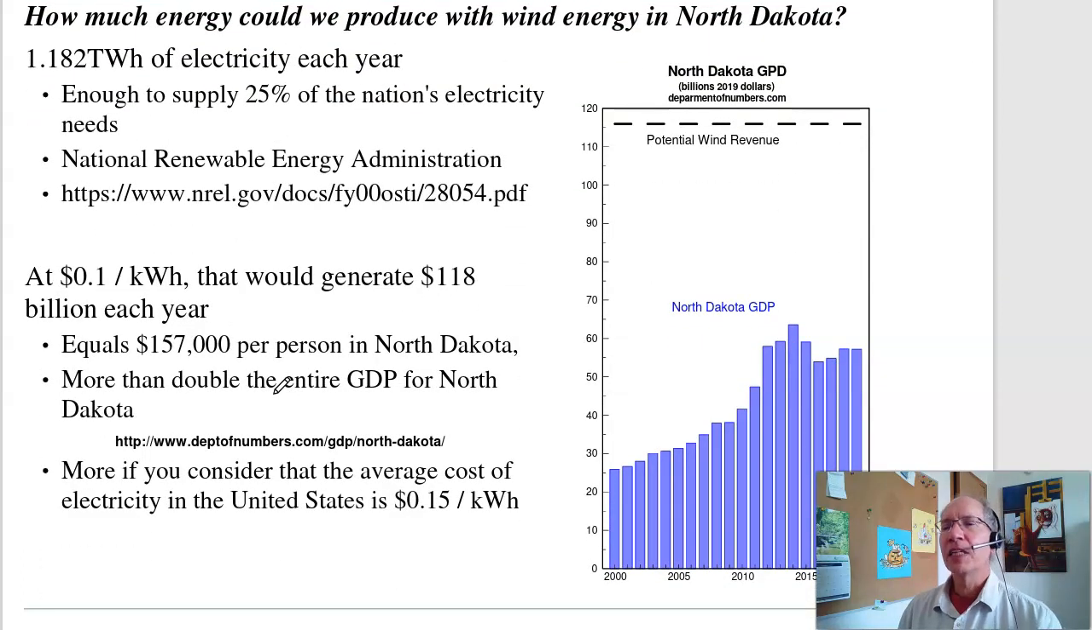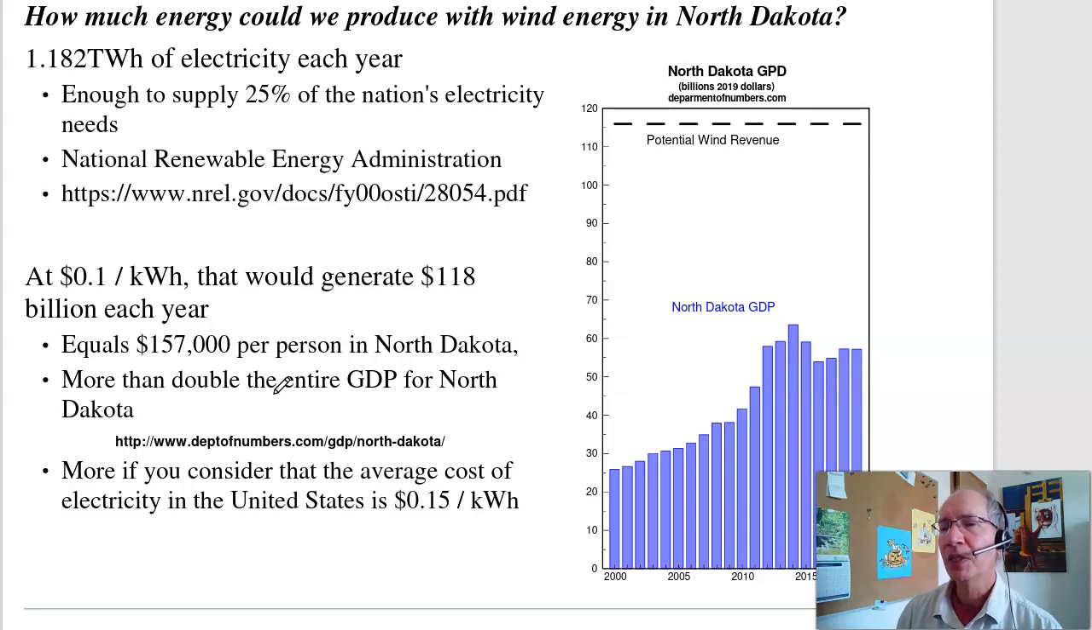And here's kind of a sidelight. How much energy could we produce in North Dakota if we just used wind energy? Well, the National Renewable Energy Administration has actually looked at that. North Dakota has the potential of producing 1.1 terawatt hours of electricity per year. That's enough to supply 25% of the entire nation's energy needs just from North Dakota. If you get 10 cents a kilowatt hour, that would produce $118 billion each year for the North Dakota economy.